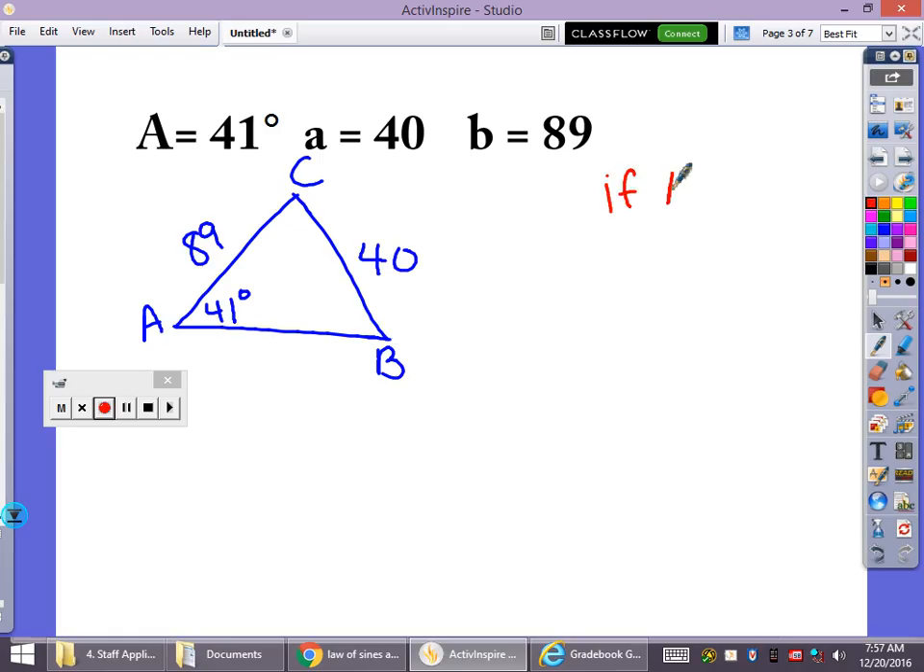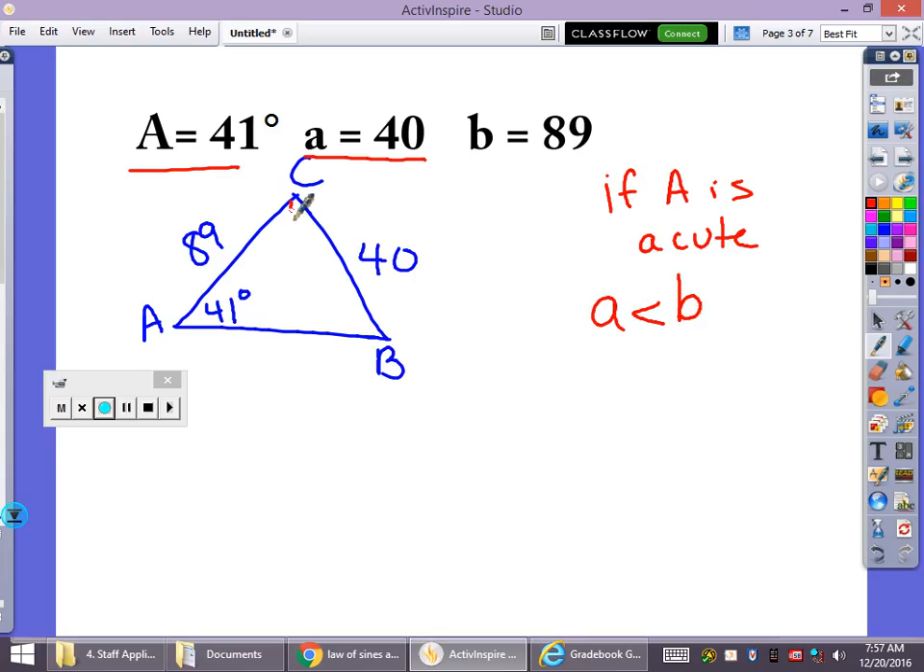If A is acute. Now, let's time out for one second. A is going to be whatever angle I have a partner with, so it might not always be A. If this said capital B, and this was lowercase b, that would technically be my A. So if A is acute and A is smaller than B, we need to find H.